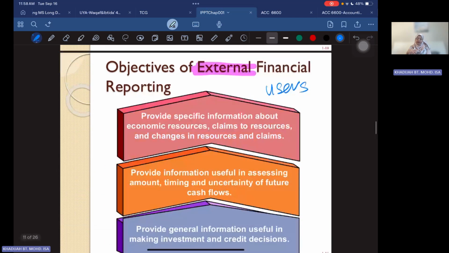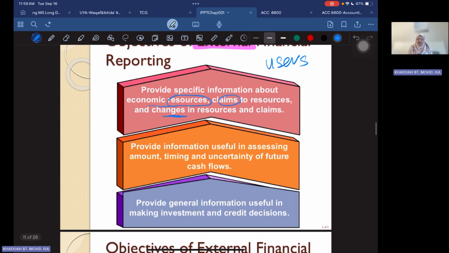So why do you need external financial reporting? You have to provide this financial reporting information to your external users. Number one is to provide specific information about the economic resources, claims to resources, and changes in the resources and claims. We talk about resources, claims to the resources, and the changes in the resources and your claims.